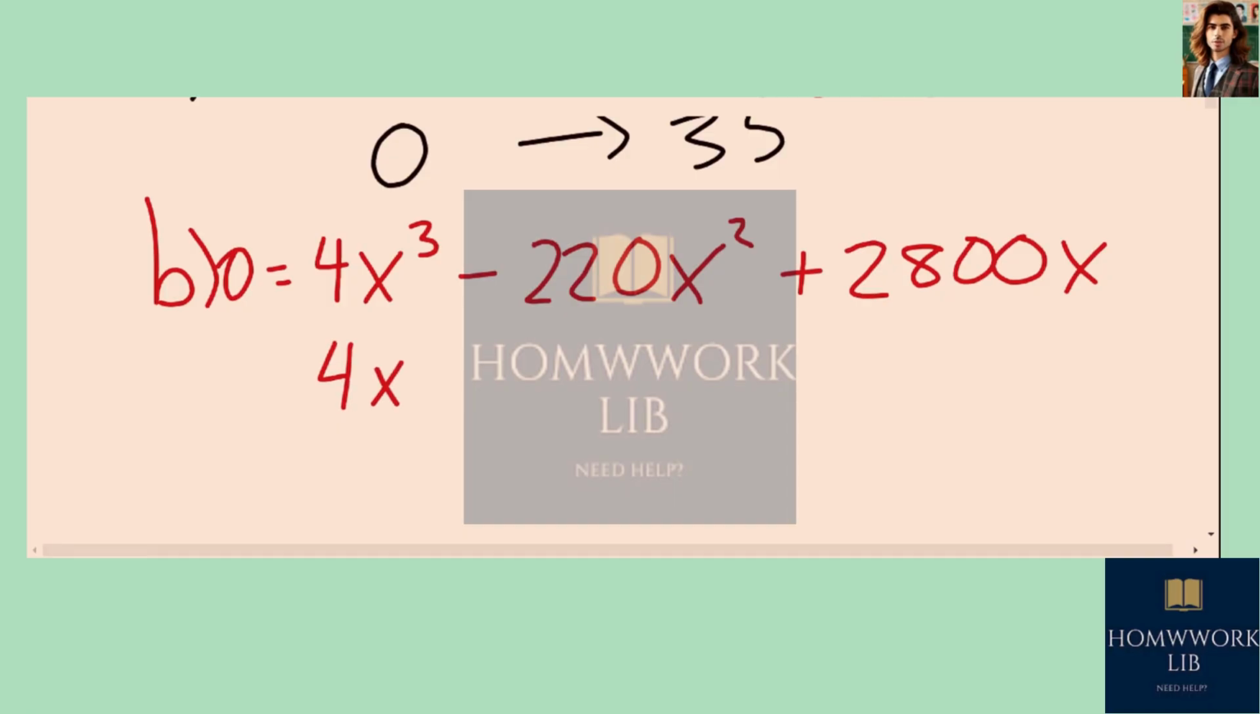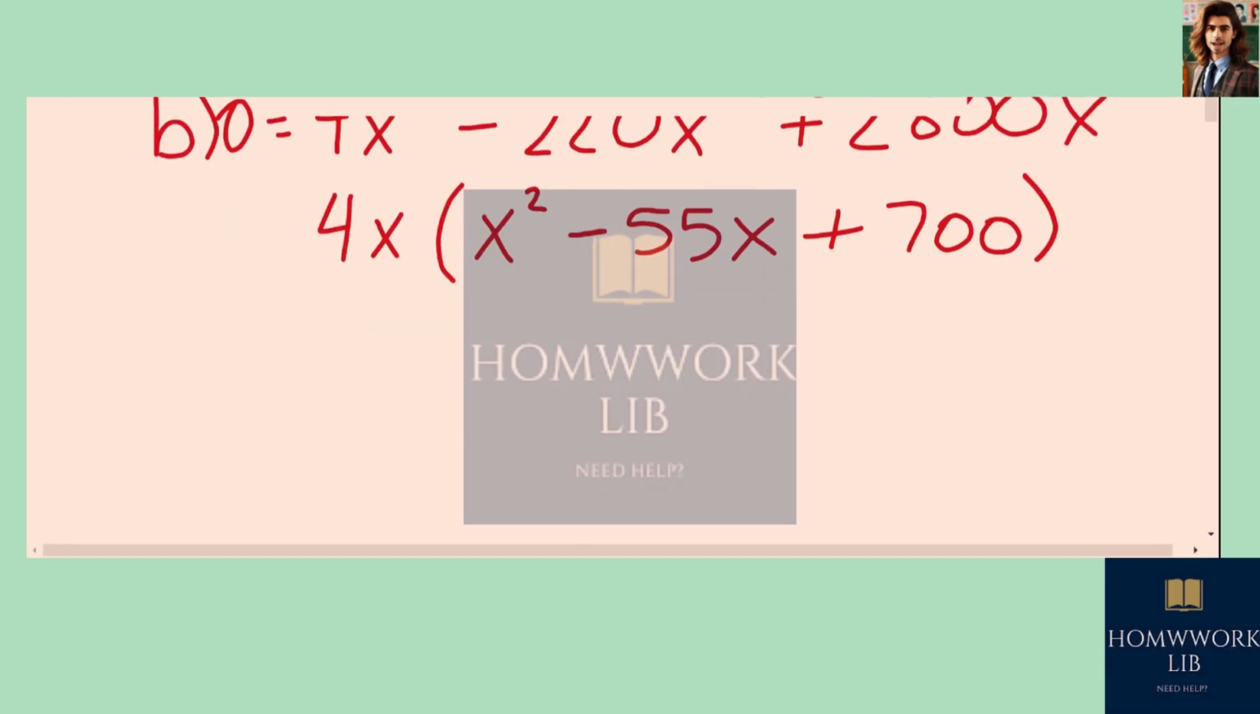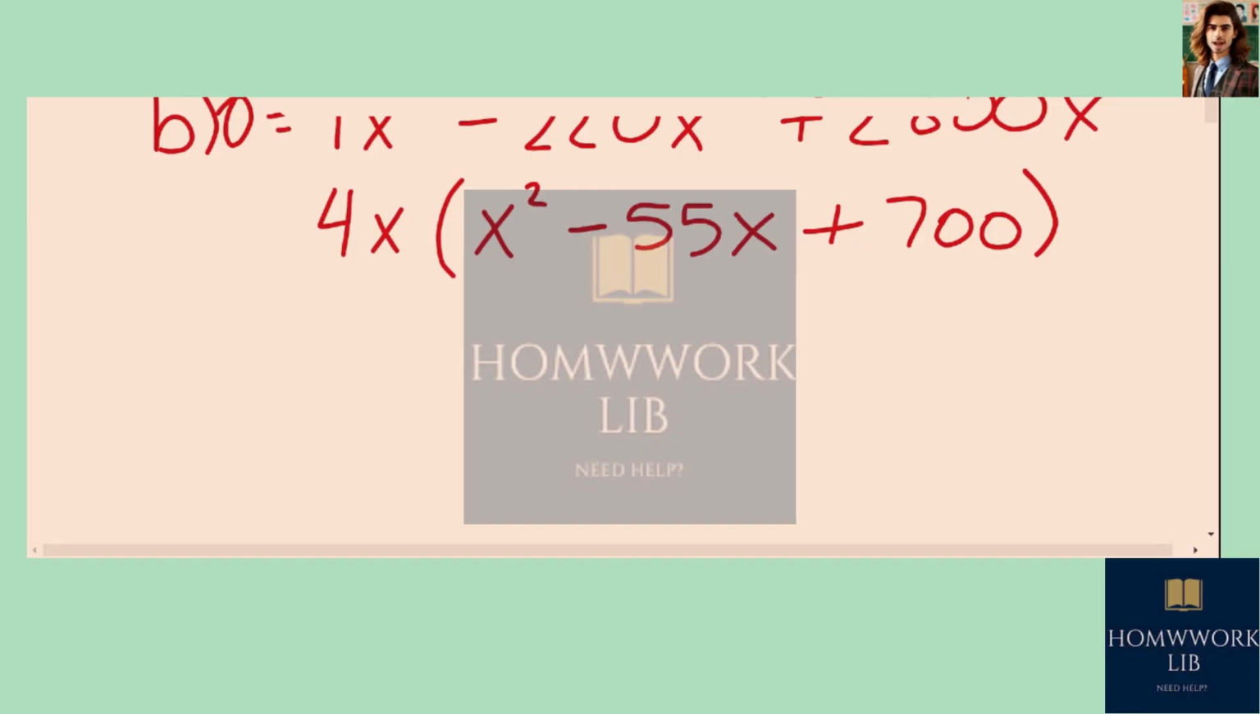They both have a 4 and an x in common in all three of these terms. So you pull out the 4x, and what's left behind is x squared minus 55x plus 700. As you continue factoring, you should notice that the stuff in parentheses here is a basic quadratic, so we can factor this like normal.